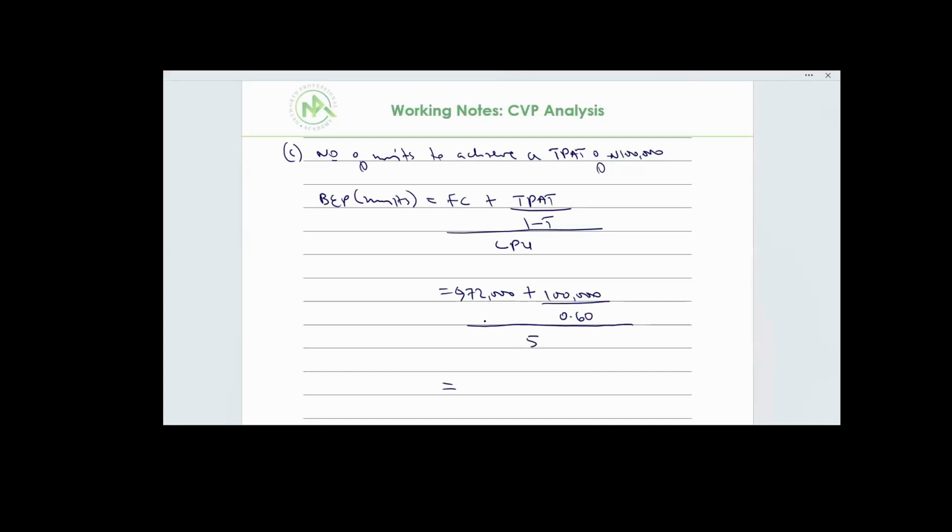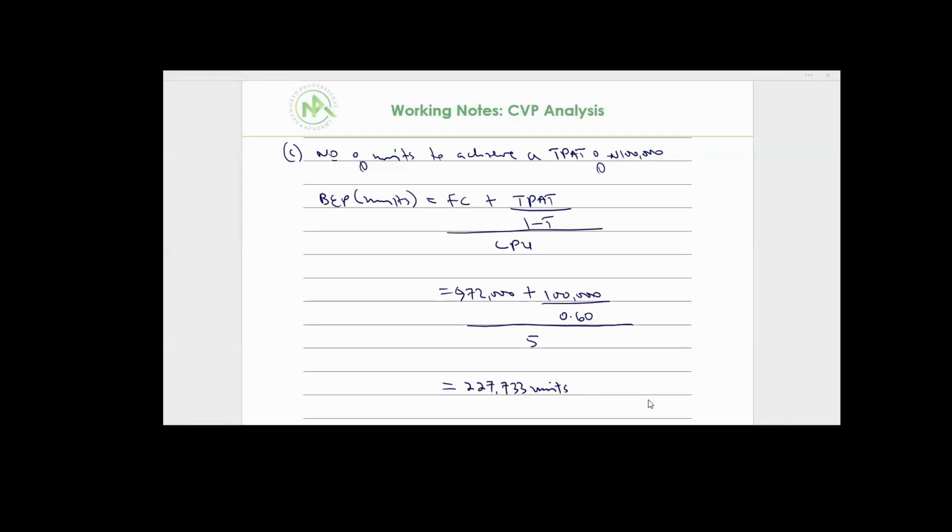So for the final answer, I will carry my calculator. 100,000 naira divided by 0.6, plus 972,000, divided by 5 naira, equals 227,733 units. So that is that. Let's move to number D.